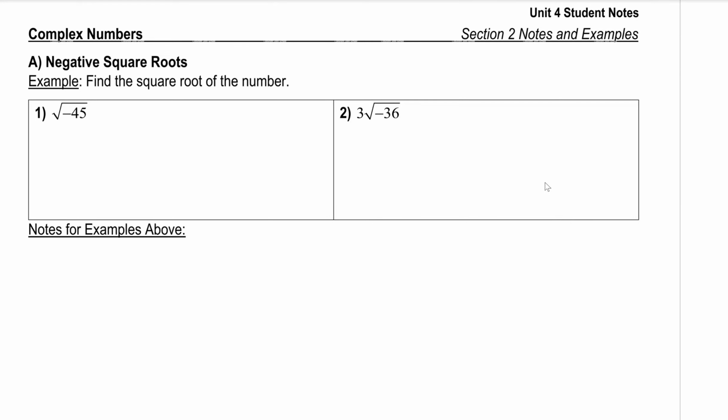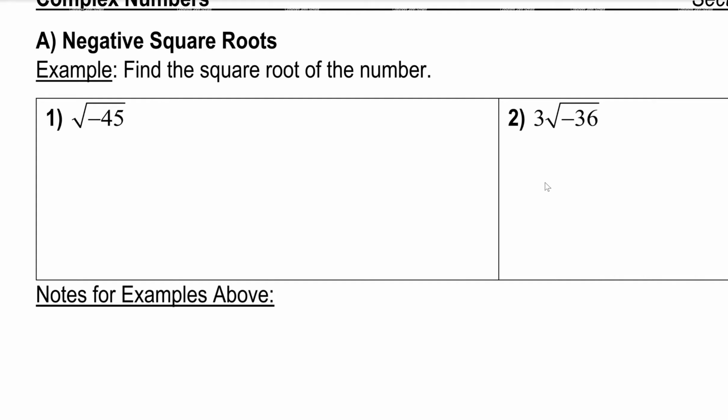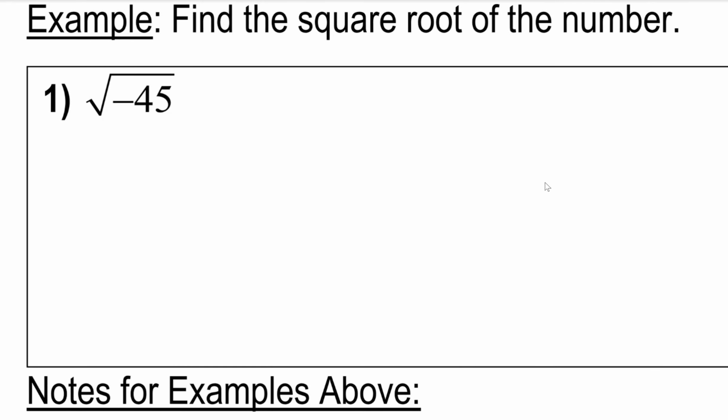Alright, this is Unit 4, Section 2, Complex Numbers. So let's just start with the first one, negative square roots. We're going to find the square root of the number. If I have a negative under my square root, I can't normally do that. So first thing I'm going to do is split it up into square root of negative 1 times square root of 45.